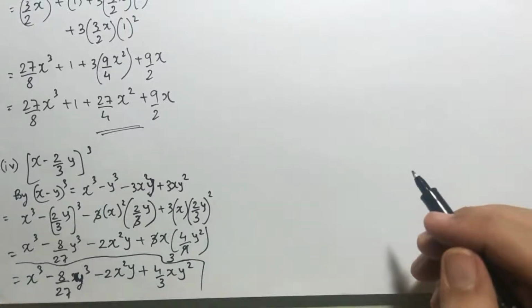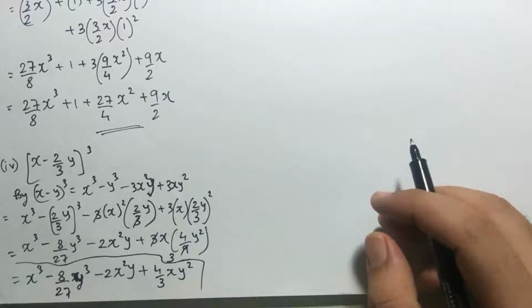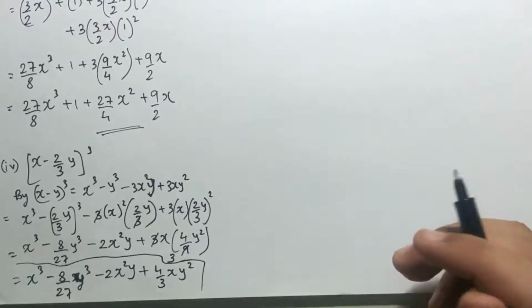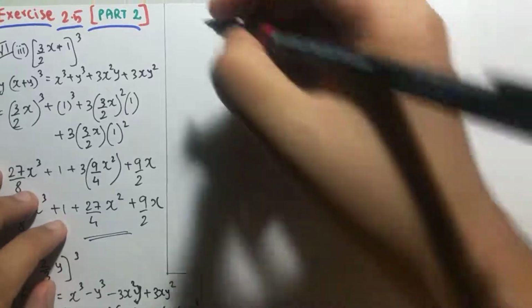This is my final answer: x cube minus 8 by 27 y cube minus 2x square y plus 4 by 3 xy square. Let us proceed to the seventh sum.